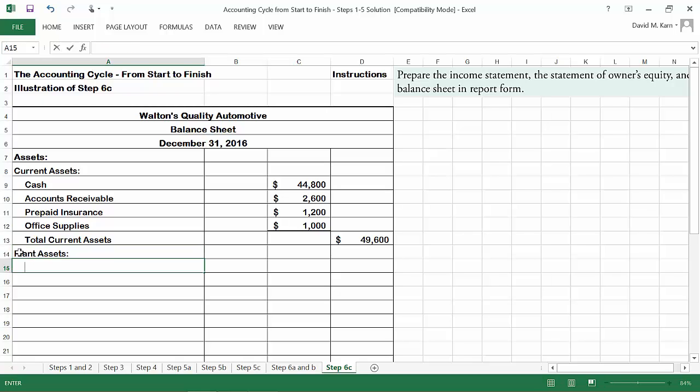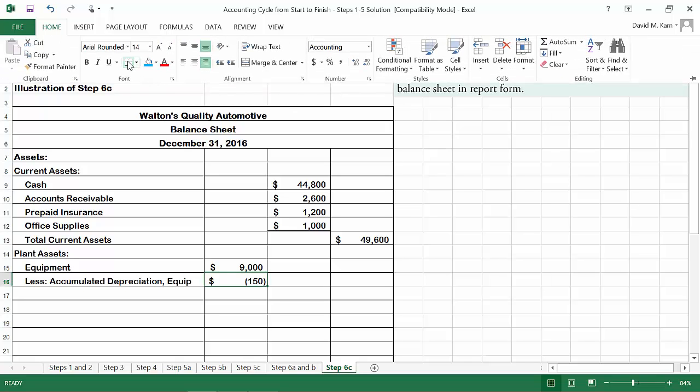Okay, the first one we have here was the equipment. Now remember, the key thing I said in the PowerPoint lecture was that we have to calculate the book value of the equipment. The way we do that is we take the cost, in this case the $9,000, put that here, and subtract out the accumulated depreciation. So we'll put less accumulated depreciation, equipment, and that would be for $150. Now we have to total this up and show that calculation in the actual balance sheet.